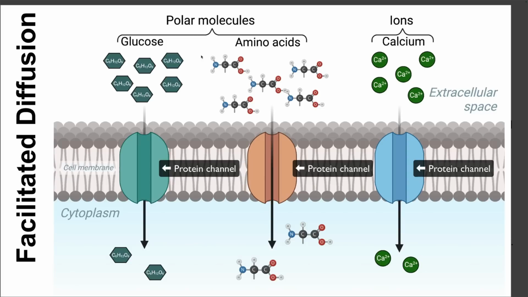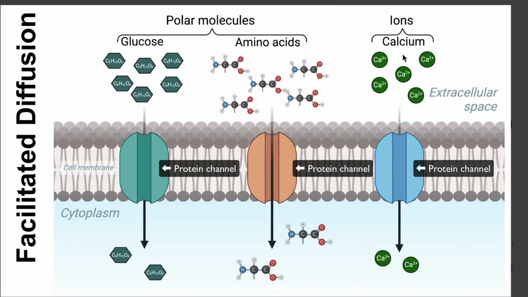Facilitated diffusion is for polar molecules and ions that can't diffuse across the phospholipid bilayer. So they require protein channels. And these are transmembrane proteins, they go all the way through, that only let specific molecules or ions pass. So over here you see one for glucose, over here you see one for amino acids, those are both polar molecules, and here you see one for an ion such as calcium.